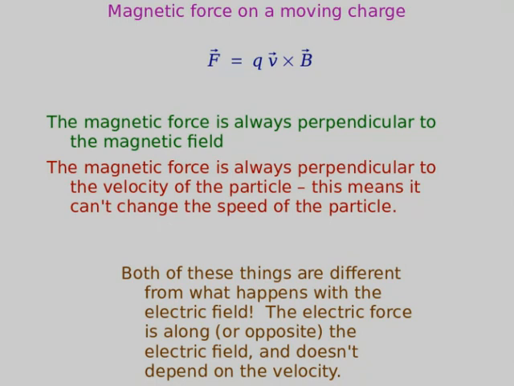So magnetic fields will never change the speed of the particle because the acceleration is always perpendicular to the magnetic field. And both of these are different from what happens with the electric field. So first of all, the acceleration due to the electric force is along or opposite the direction of the electric field. It's along if Q is positive, it's opposite if Q is negative. So that's different. The magnetic force is perpendicular to the magnetic field. The electric force is either along or opposite the electric field.